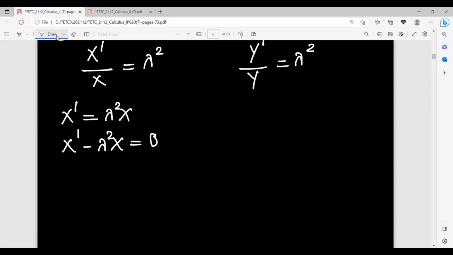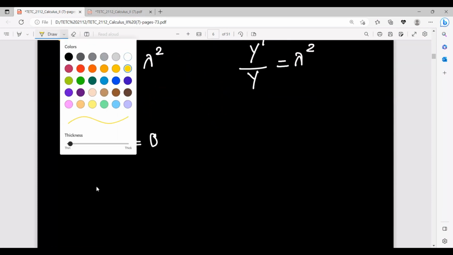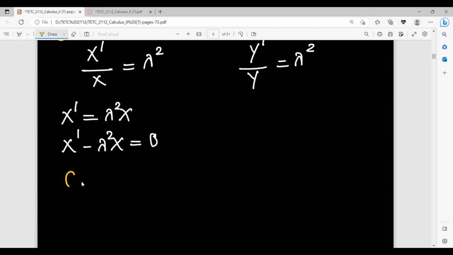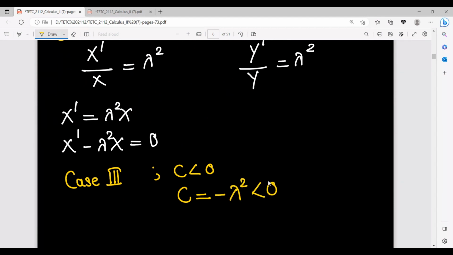Then we move into case 3. What is case 3? C is negative. We know the square of any number is positive, but if we multiply that positive number by a negative sign, it becomes negative. So, to make our solution process easier, we use C equals minus lambda square. Then C is a negative value. So we use these three cases separately to solve with the variable separation method. That is how the variable separation method is used.